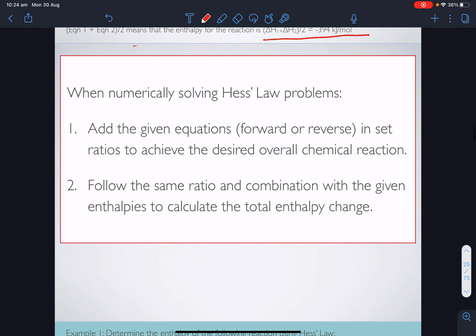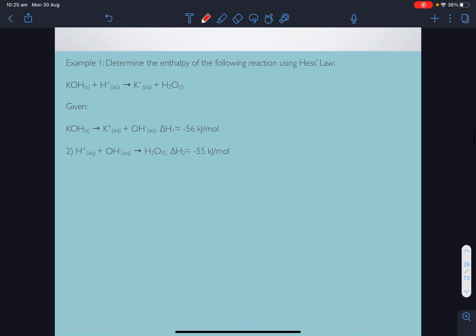Okay, so when numerically solving Hess's law problems, what you can do is add the given equations in a set combination to get the chemical reaction that you're looking for overall. So you can forward or reverse or change the stoichiometry, but you're adding some combination of the given equations in the problem to derive your initial equation, what the question's asking for. And then you follow that same process with the enthalpy values given in the question. Okay. I know that's a lot of words.